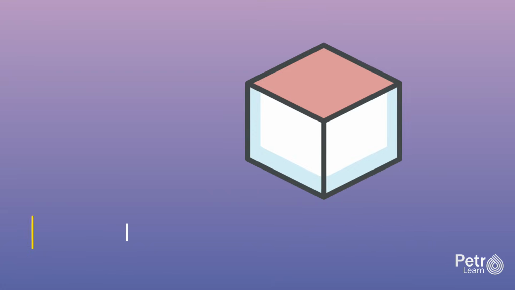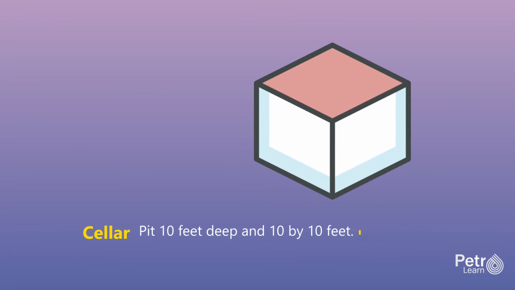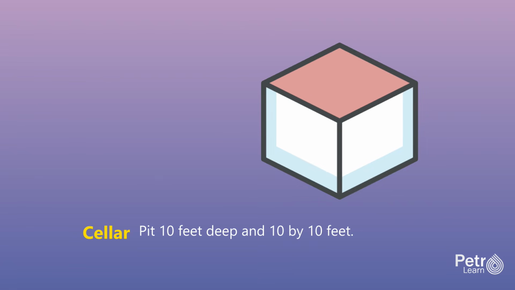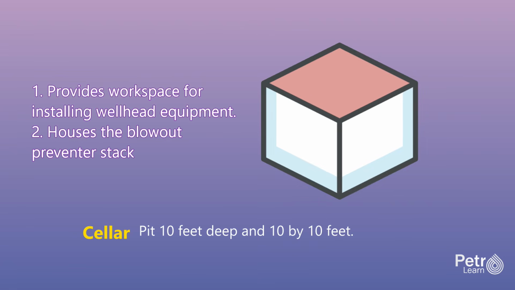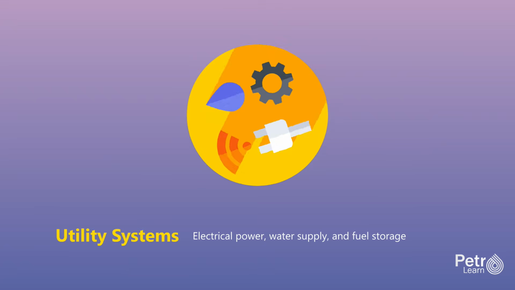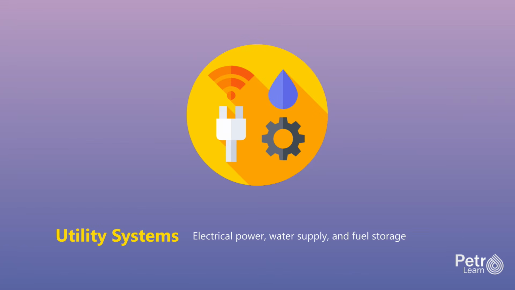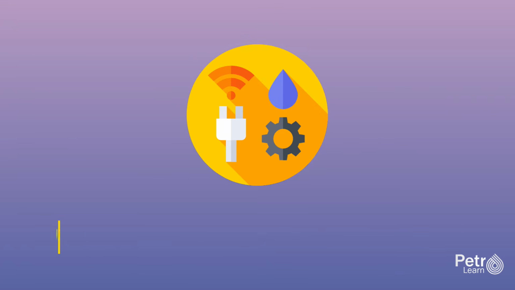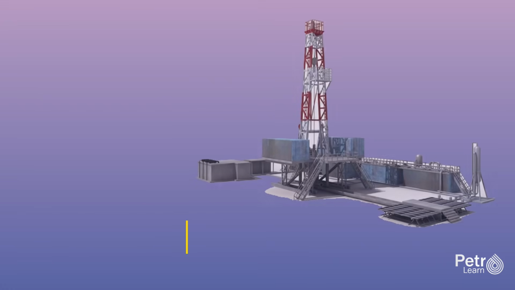Workers excavate a cellar, which is a rectangular pit approximately 10 feet deep and 10 by 10 feet in dimensions. The cellar serves two purposes. It provides workspace below ground level for installing wellhead equipment, and it houses the blowout preventer stack. The cellar is typically lined with steel or concrete to prevent collapse. Nearby, crews install utility systems including electrical power, water supply, and fuel storage for the diesel generators that will power the rig. The drilling rig itself arrives disassembled on multiple trucks.